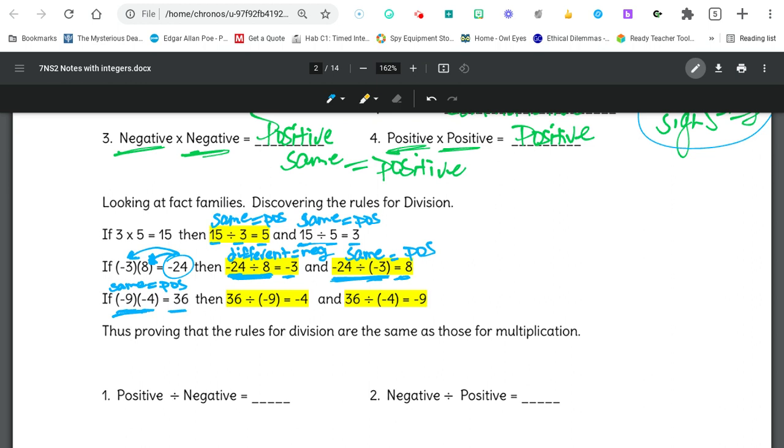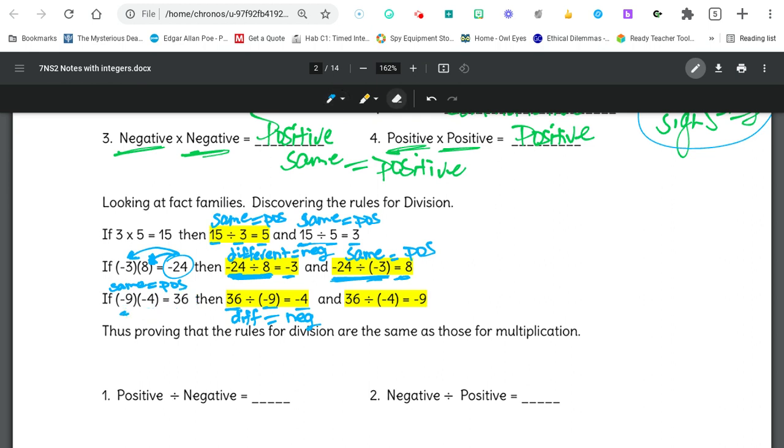All right, so negative 36. If I take negative 36 and divide it by the negative 9, if I take positive 36 and divide it by negative 9, it's going to give me the other number in my family, which is negative 4. But look, these signs in the problem were different. We ended up with a negative answer.